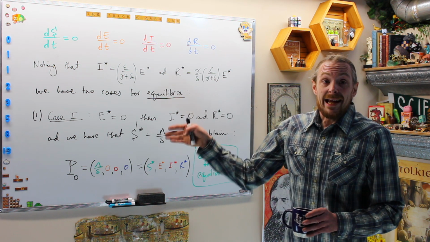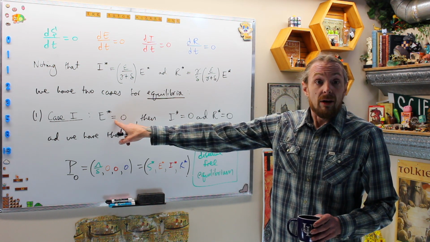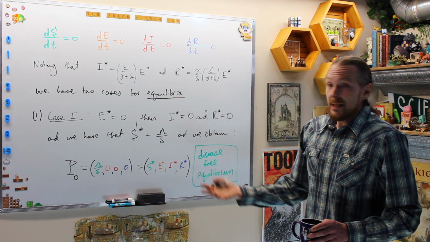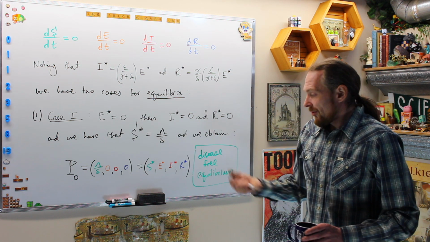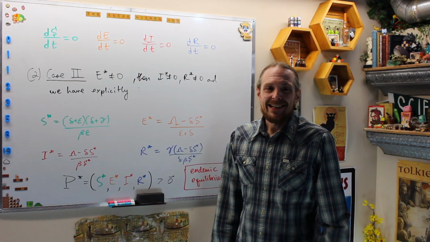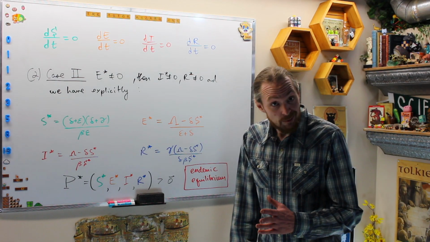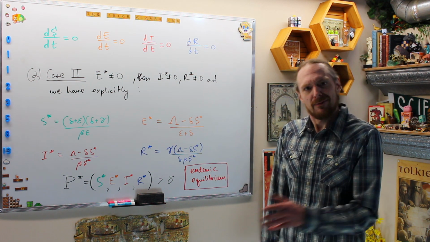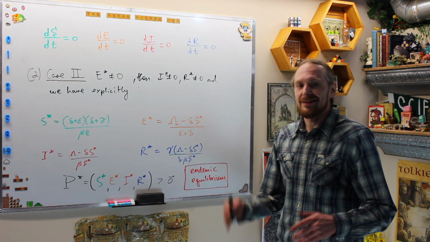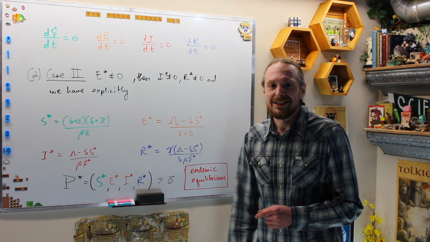There's going to be case 2. What if E is not 0? Then this is not 0 and this is not 0, and there will be another equilibrium. Let's do that one now. All right, the other case is the case that we're currently in with coronavirus. We definitely have an endemic or a pandemic. What's the difference between pandemic and endemic? You look it up, we'll do it in a different video.